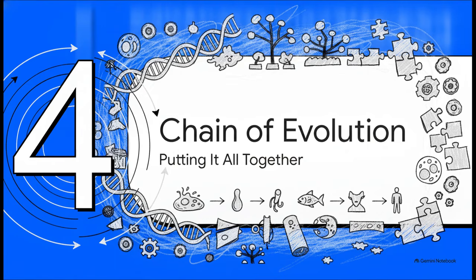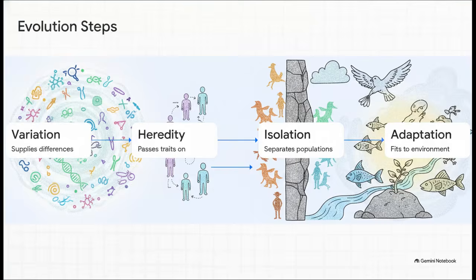Finally, let's wrap this up with part 4, the chain of evolution, putting it all together. Let's zoom out and see how everything we just talked about builds our complete evolutionary chain. It all starts with step 1, variation. That's what supplies the genetic differences and the raw materials. Then comes step 2, heredity, which ensures these varied traits can actually be passed down to the next generation.